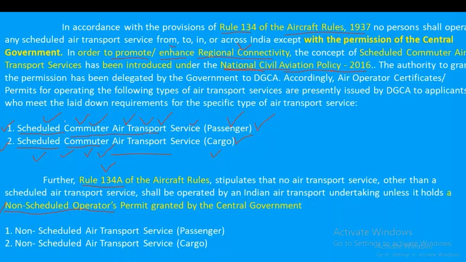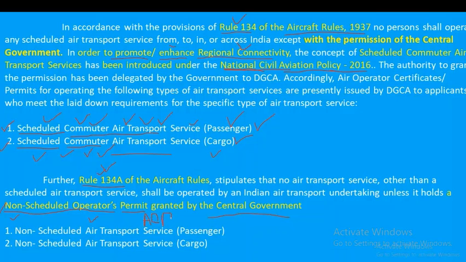The scheduled air transport service providers and scheduled commuter air transport providers are approved under Rule 134, but the non-scheduled air transport operators are approved under Rule 134A of the Aircraft Rules, 1937. To operate their fleet, this type of operator takes a permit from the central government. They take the permit from DGCA on behalf of the central government, and they take an AOP for operating their fleet.